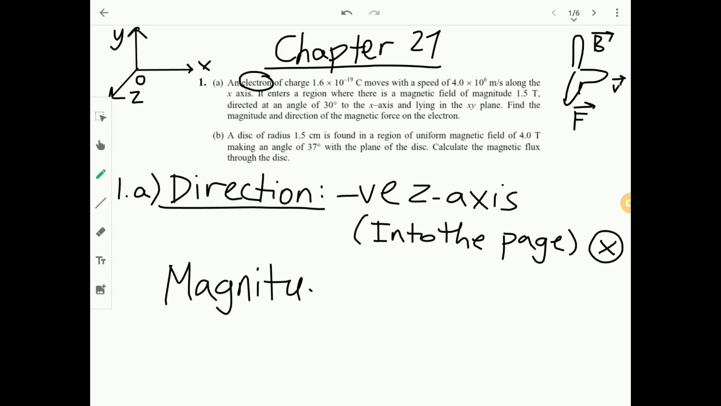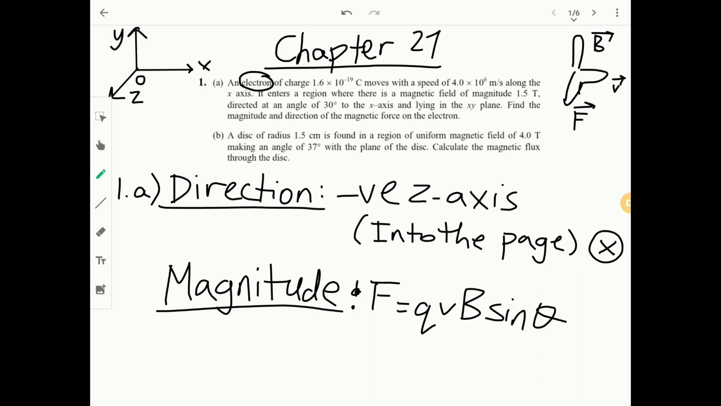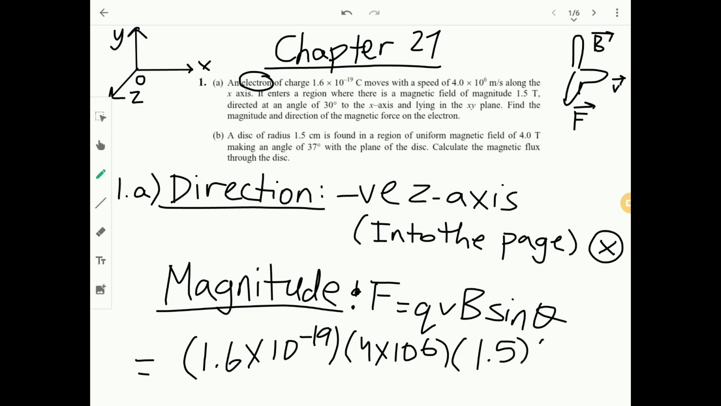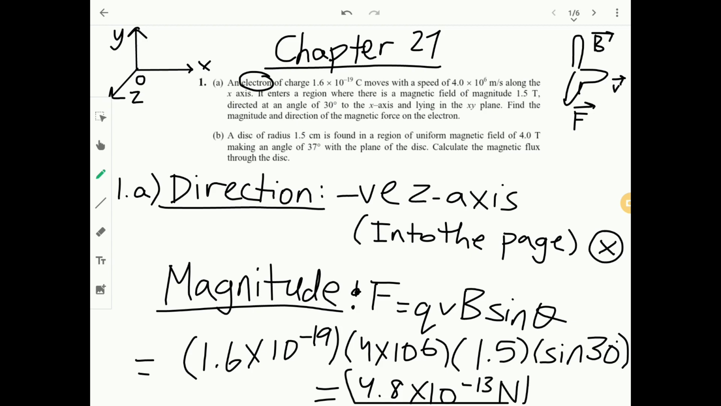This is quite simple. You have to use the formula. The formula to find the magnetic force on a charged particle is F equals QVB sine theta, where theta is the angle between the velocity of the particle and the magnetic field. For magnitude, we always take the absolute value, so 1.6 times 10 to the power minus 19 times the velocity 4 times 10 to the 6 times the magnetic field times sine. What's the angle here? It is 30 degrees, and we should get, once we solve everything, 4.8 times 10 to the power minus 13 newtons. I'll give you guys a few seconds to check and then we move on. Alright, let's move on. B.